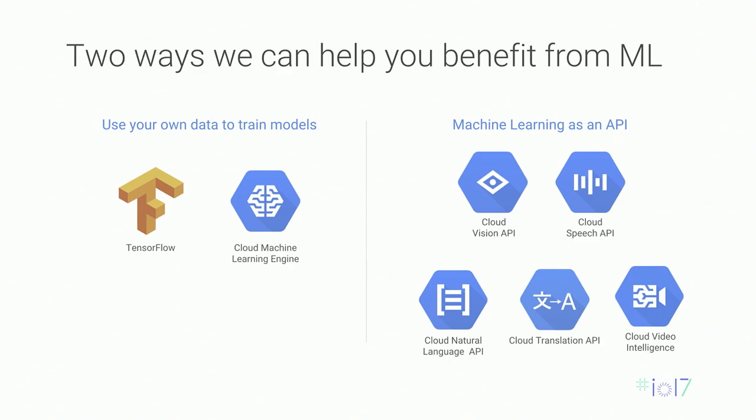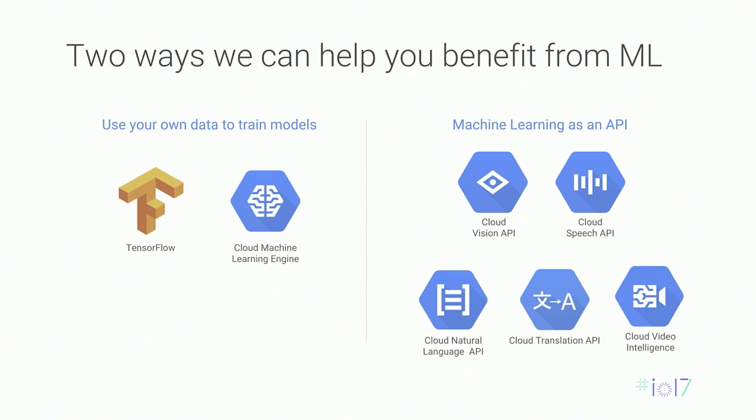What I'm going to focus on today is the right-hand side, and this is what I like to call friendly machine learning. These are APIs that give you access to pre-trained machine learning models so that you don't have to worry about building and training your own model. All you need to know how to do is make a REST API request. And as developers, you can focus on building awesome functionality into your applications.